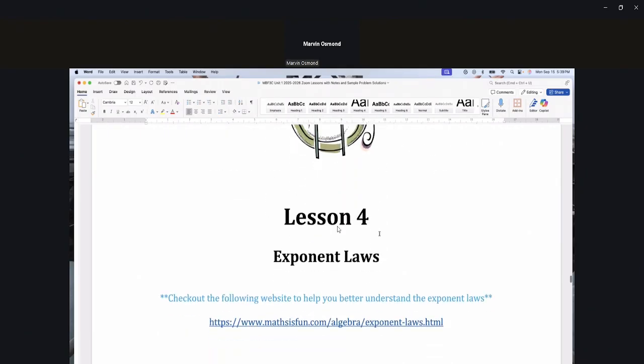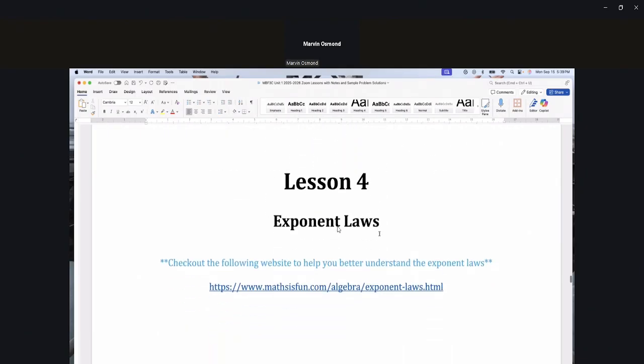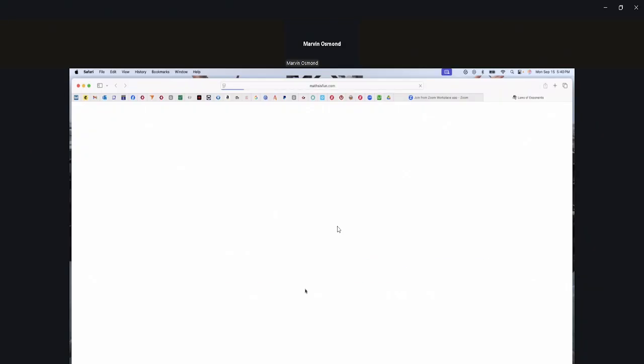So let's move on to lesson number 4, which is going to be exponent laws. And you've probably seen most of these, if not all of these, in grade 10. So what I'd like to point out before we get started is there is a website, and the link is listed here. So I'm just going to click on it to show you what it's like. So here we go.